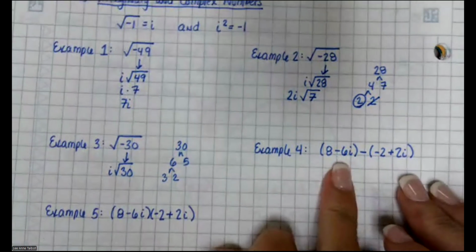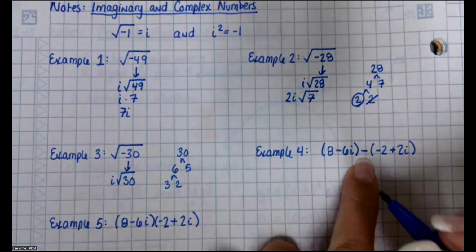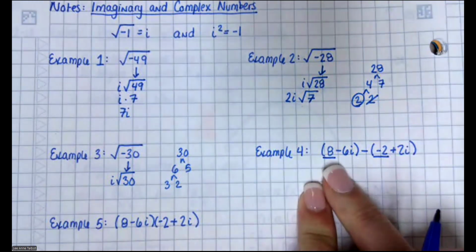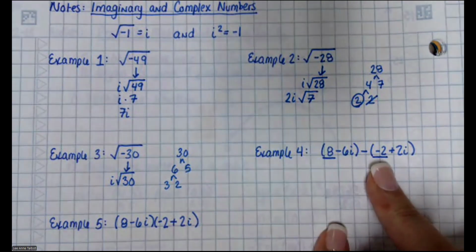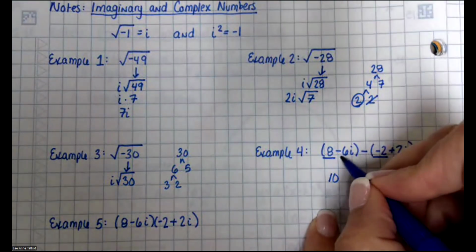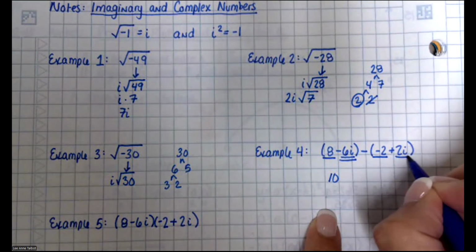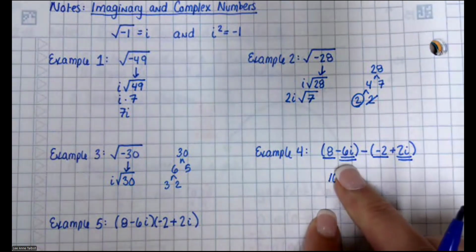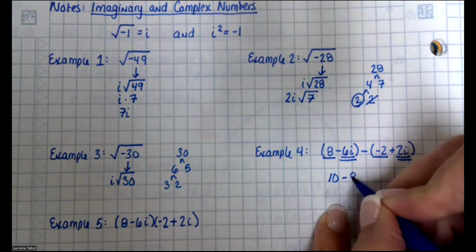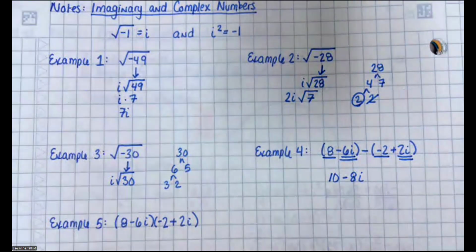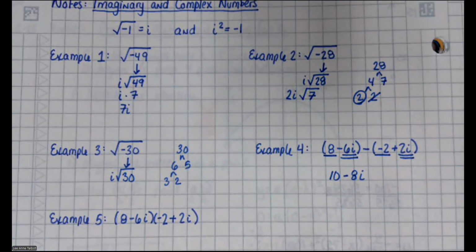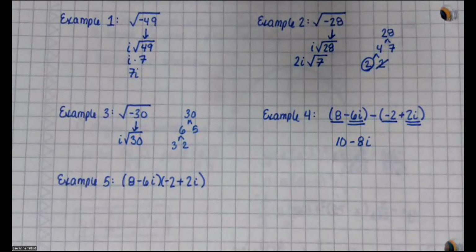All right, number 4. Number 4 has a subtraction, so it's combining like terms. So what is 8 minus negative 2? 10. And what is negative 6i minus 2i? Negative 8i. That problem is done. Literally just subtracting.